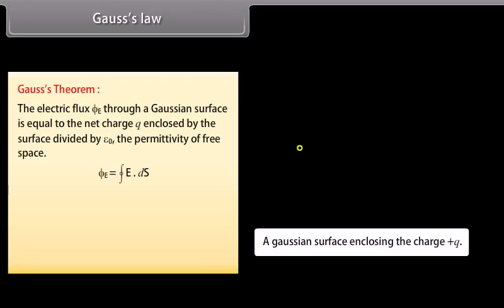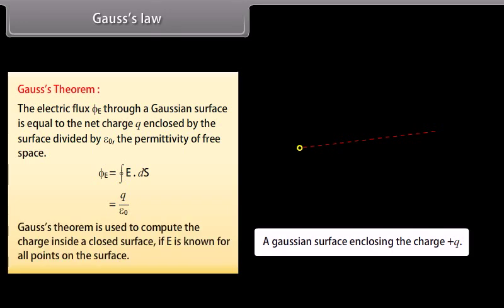Gauss's law. Gauss's theorem. The electric flux phi E through a Gaussian surface is equal to the net charge Q enclosed by the surface divided by epsilon naught, the permittivity of free space. Gauss's theorem is used to compute the charge inside a closed surface if E is known for all points on the surface.